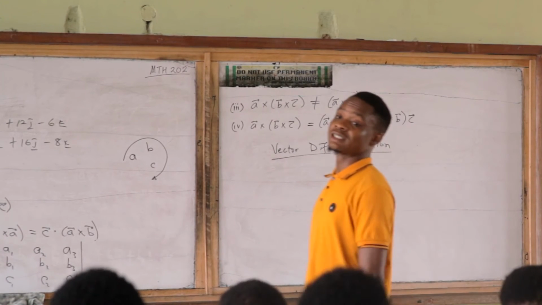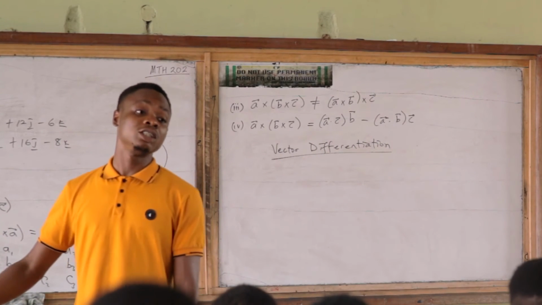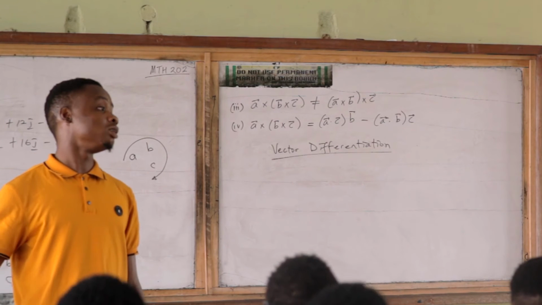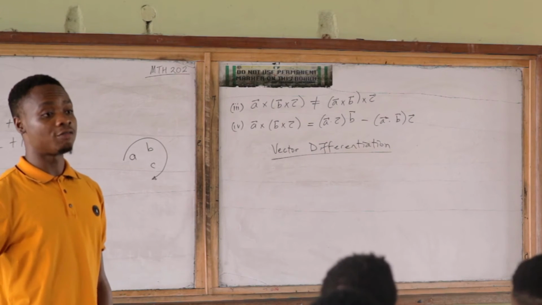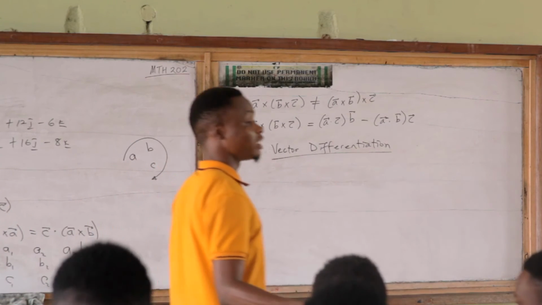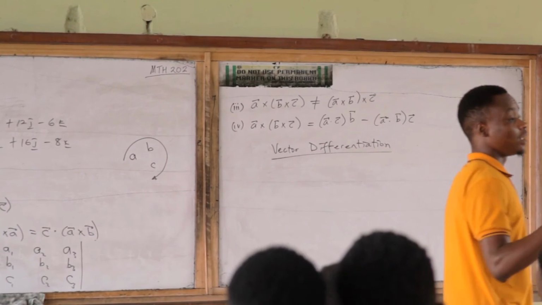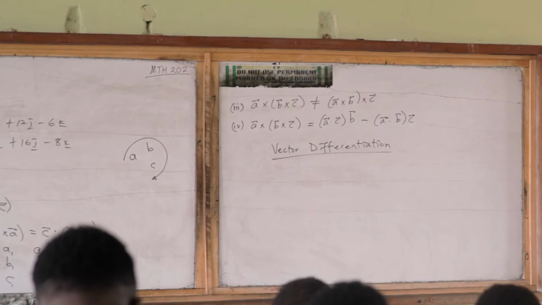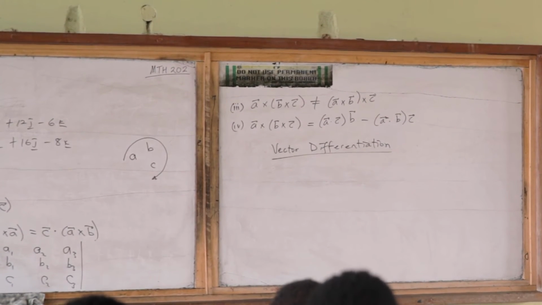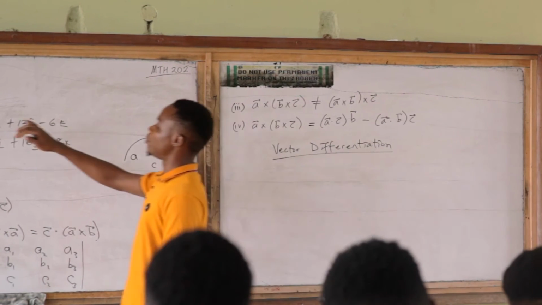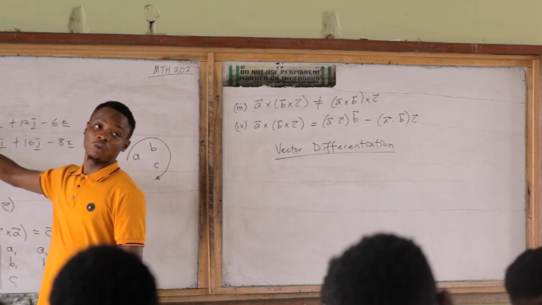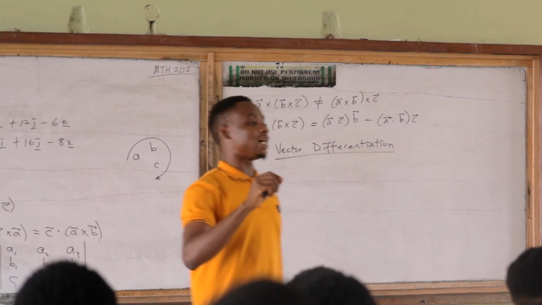So vector differentiation is done the same way you do a normal differentiation of functions. The differentiation method you already know, you apply. The only difference is that you have to preserve the order of vector products. When you have vector products, you have to preserve their order.